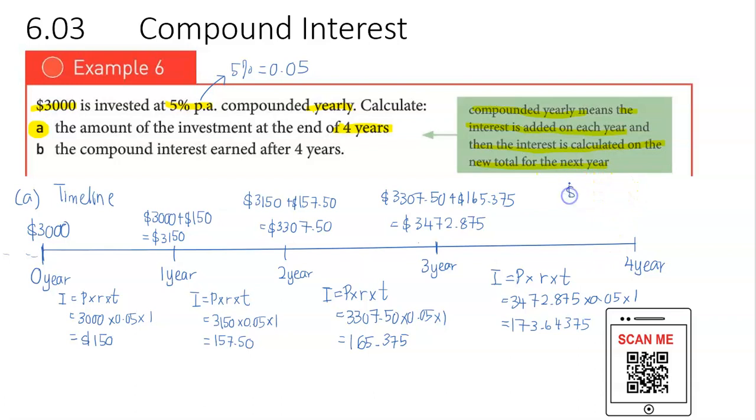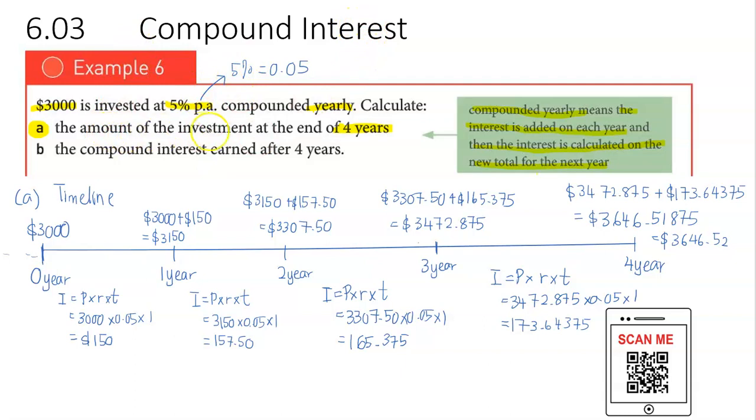So towards the end, using this value 3472.875 plus the interest value you just calculated, 173.64375, you will get this answer, 3646.51875. But right now, since this is my investment at the end of 4 years, you just have to convert to 2 decimal places, 3646.52. Alright, so I have answered my question already.